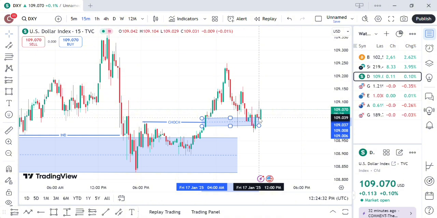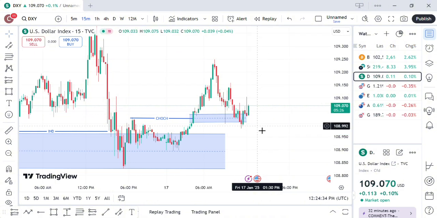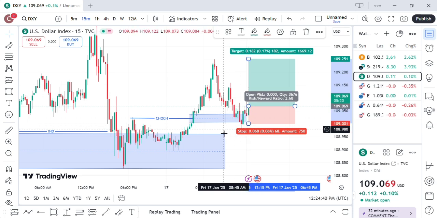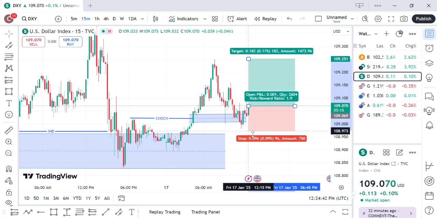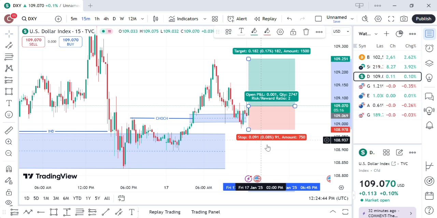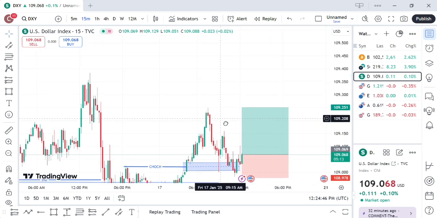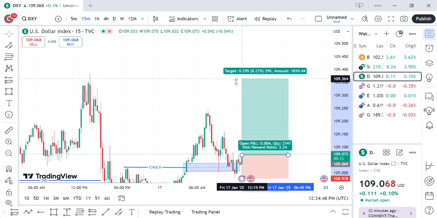We can take this trade from here and set our stop loss here. Let's take this trade. Our stop loss will just be below this point here, and we can target, on 15 minutes, this point.